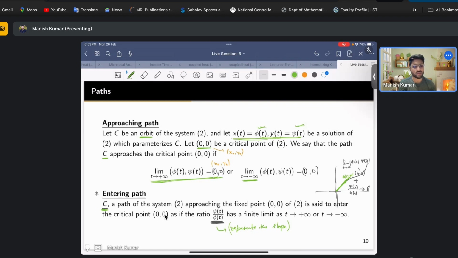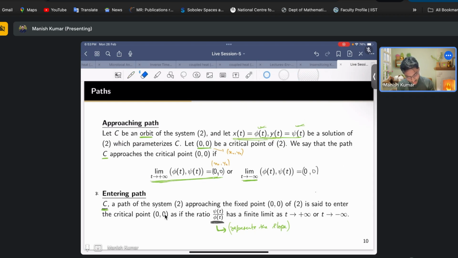So when we say approaching, that means it is tending to 0. In entering, we say that it is approaching 0 in a proper manner. We'll see what that proper manner is. That proper manner is basically this ratio that is defined. So how this ratio makes sense, maybe I should give some example for more clarity.